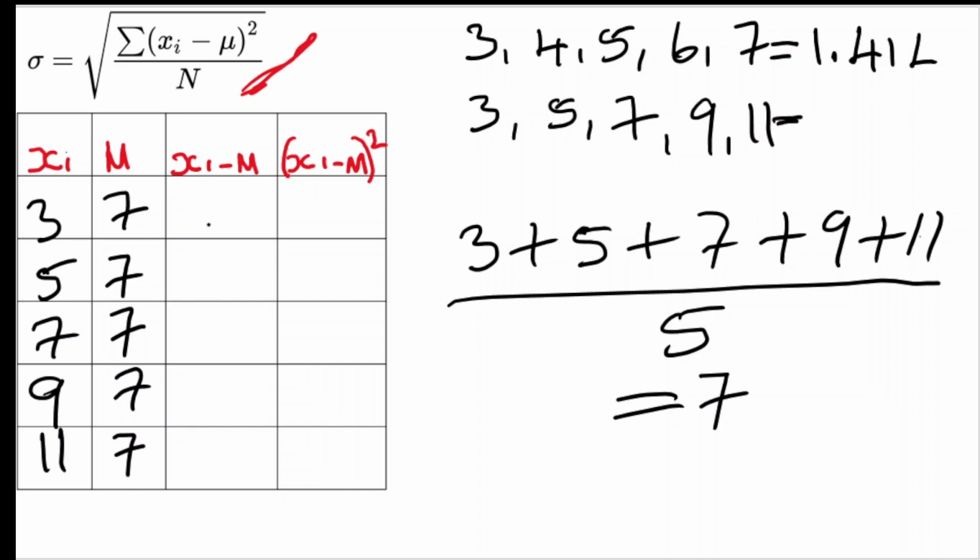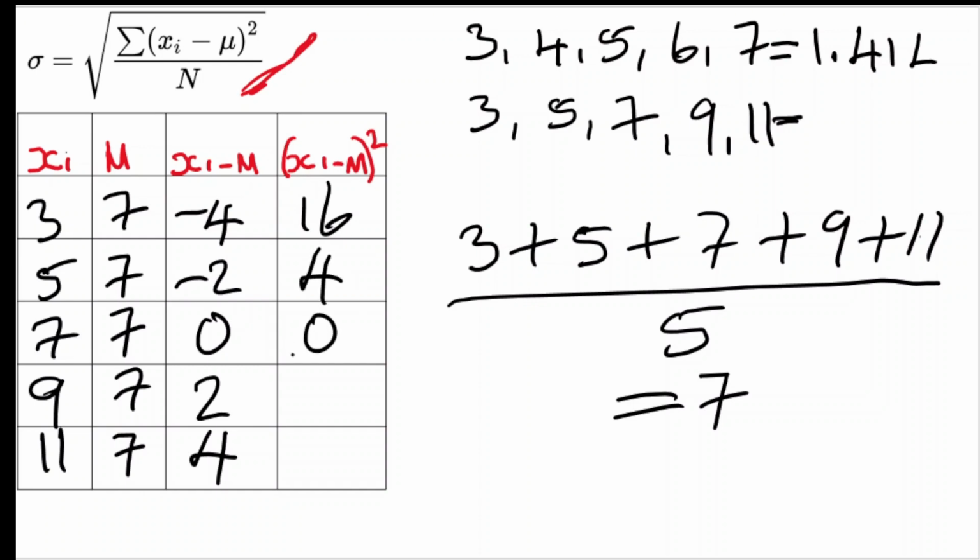So the next one is our xi minus our mu. 3 minus 7 will give us minus 4. Here will give us minus 2. Here will give us 0. Here we have 2. And we have 4 here. Let's square it. 4 times 4 will give us 16. And here will give us 4. We have 0 here. We have 4 here. And we have 16 here also.